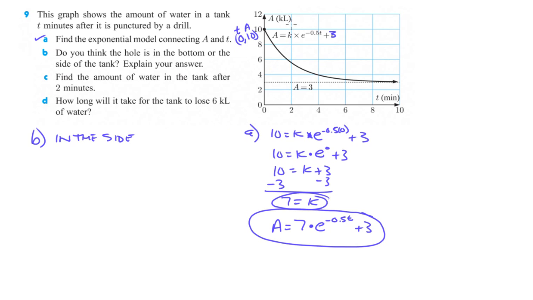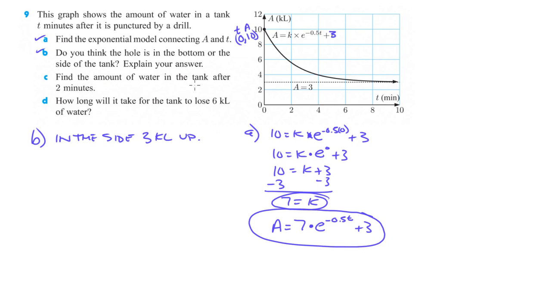And that's 3 kiloliters up, so to speak. So however high it's going to be to hold 3 kiloliters, that's where the hole's at, because it's going down, but it's not going down below 3 kiloliters.